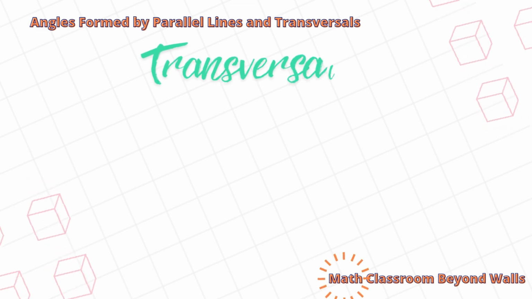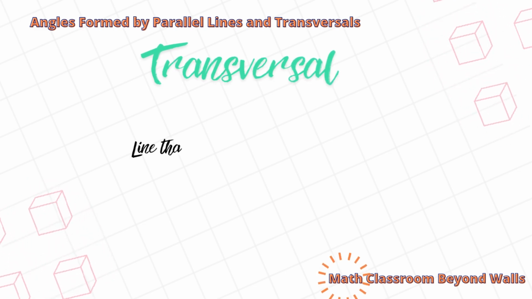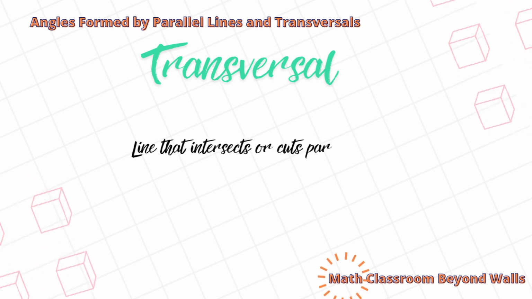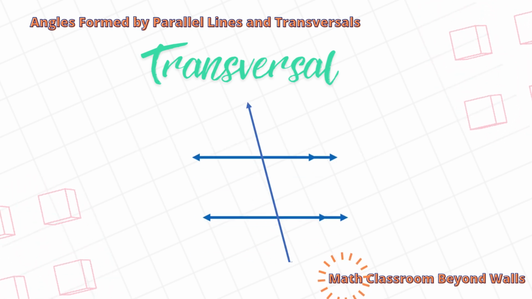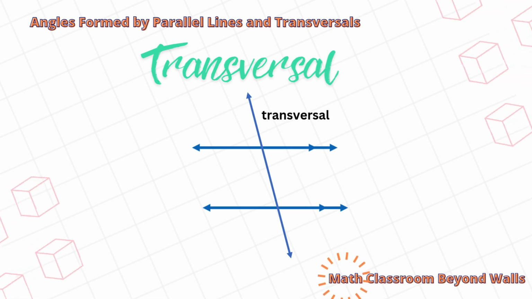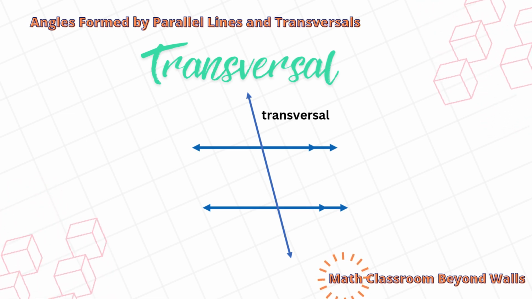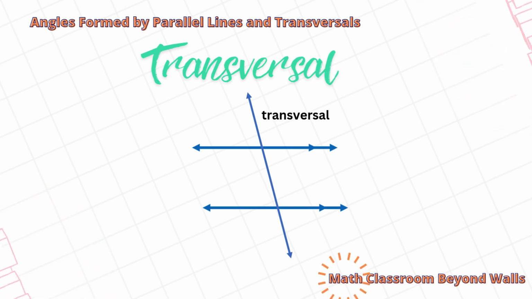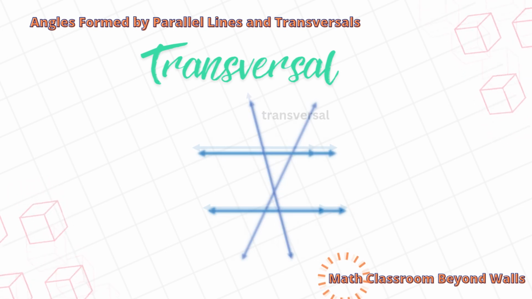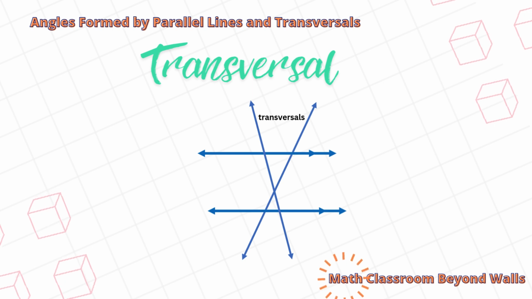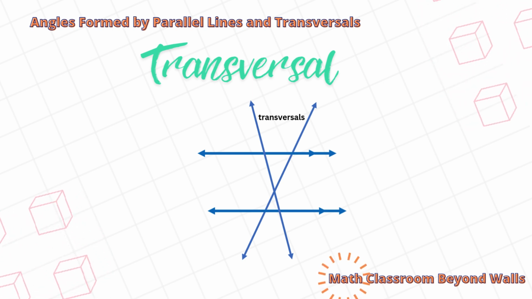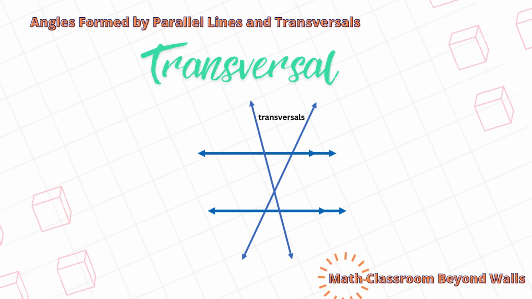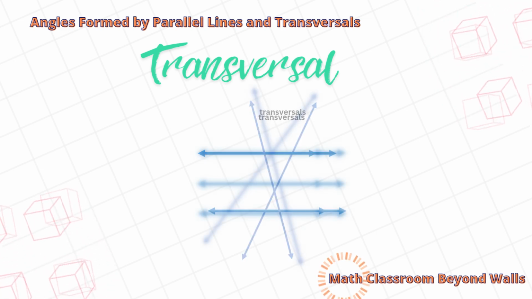A transversal, on the other hand, is a line that intersects or cuts parallel lines like this. There could be more than one transversal cutting 2 parallel lines like what we have here. Or there could be more than one transversal cutting more than 2 parallel lines as shown.